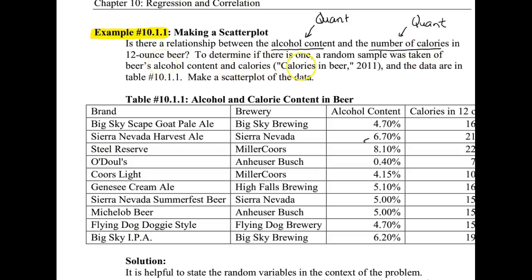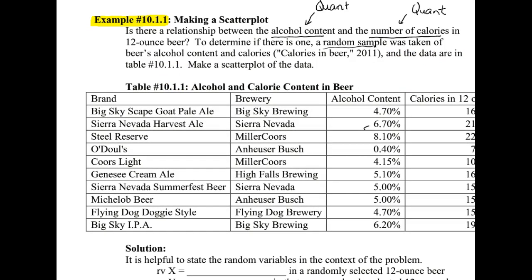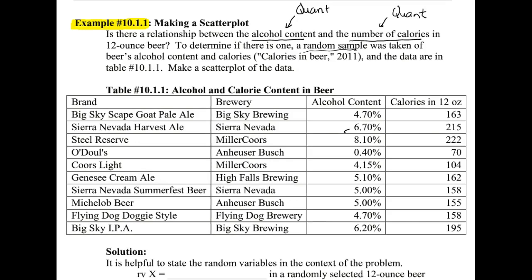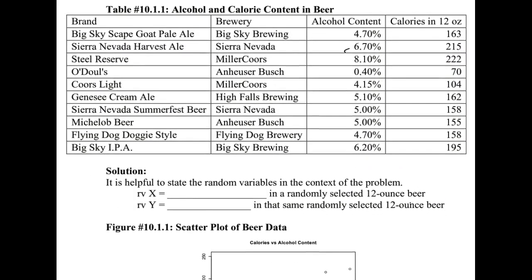To determine if there is a relationship, a random sample was taken of beers' alcohol content and calories, and the data are in the table below. When we get to inferences, it's important that we have taken a random sample. We've been asked to make a scatter plot of this data. In our list here, we've got 10 different beers that were randomly selected, and their alcohol content is recorded, and then the calories in each of those beers is also recorded.